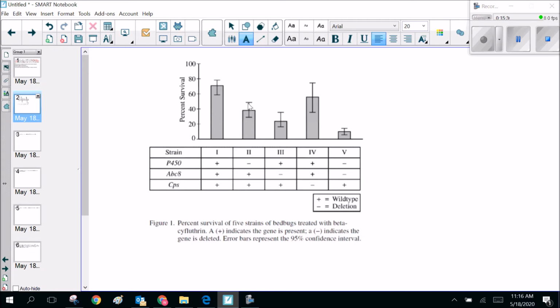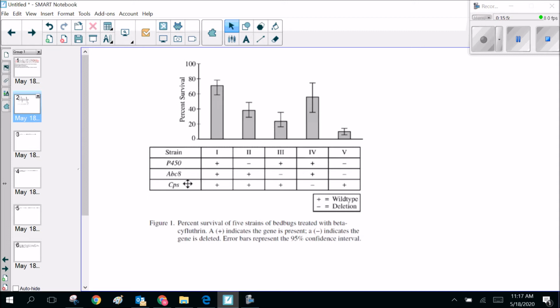When we delete P450, it does cause a significant drop. We see the error bars do not overlap with when they were all together. And it's caused a significant drop in survival and thus in insecticide resistance. We see another drop in ABC8, and the drop in ABC8 is more than this one. However, the error bars do overlap, so maybe we can't say that there's a significant drop between these two, but it certainly drops a lot farther away from this guy.